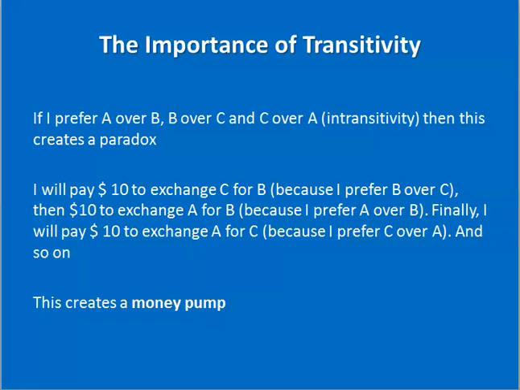What is the importance of transitivity? If I prefer A over B, B over C, and C over A, then this creates a paradox. I will pay $10 to exchange C for B because I prefer B over C, then $10 to exchange A for B because I prefer A over B. Finally, I will pay $10 to exchange A for C because I prefer C over A, and so on. This creates a money pump.